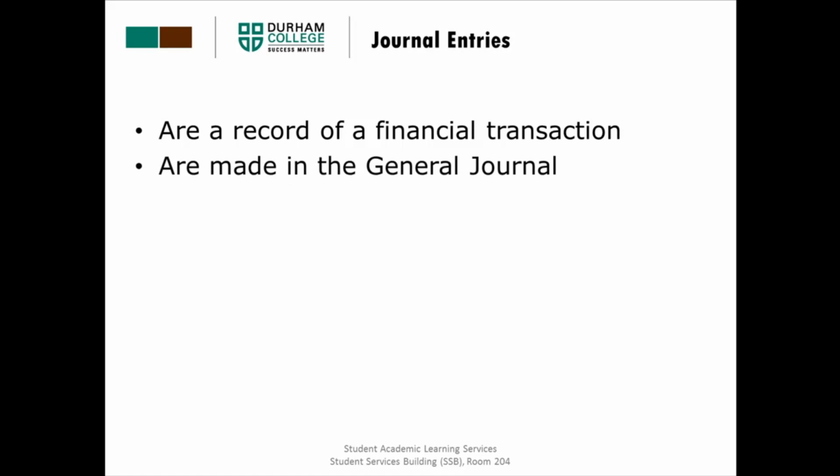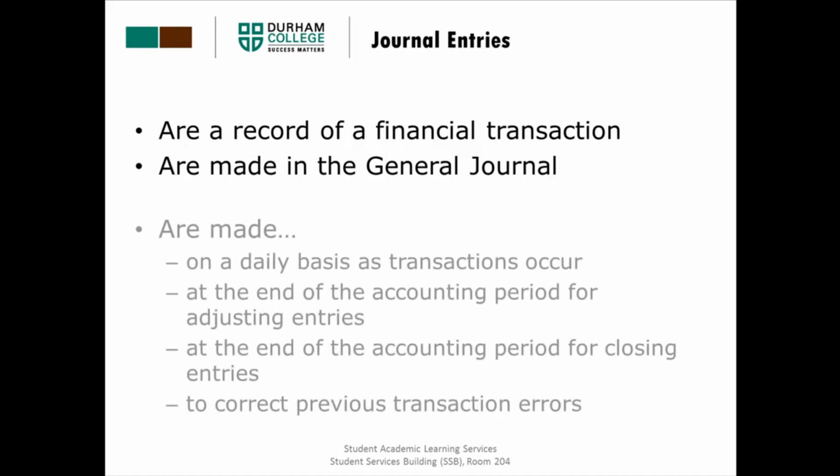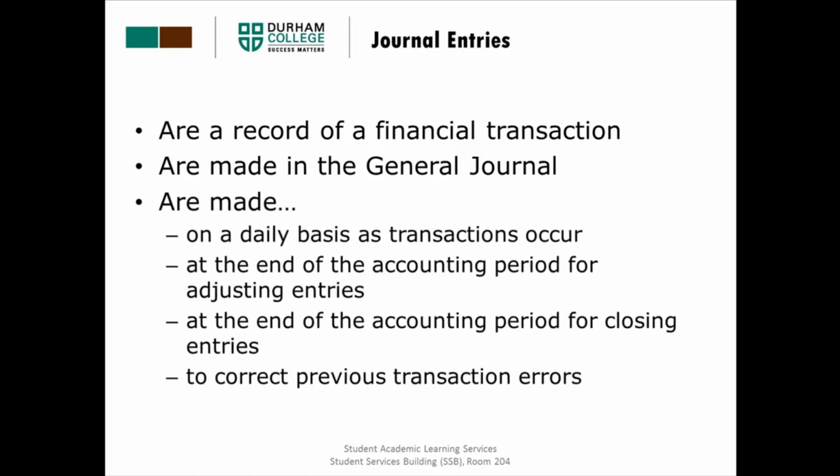Journal entries are made in the general journal. This might be done using pen and paper or electronically using a computer and accounting software. Either way, the basics are the same. Journal entries are made on a daily basis as transactions occur, at the end of the accounting period for adjusting entries, and also for closing entries. They are also made to correct any errors that have been discovered.